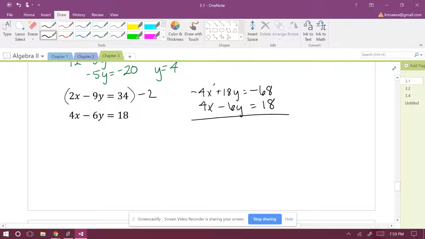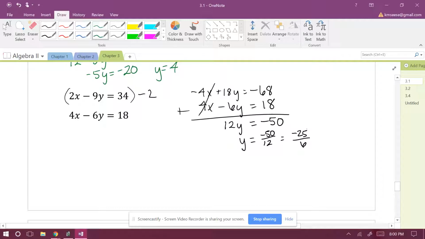Add them together. My 4x's cancel out. I have a plus 18y and a minus 6y, which gives me 12y, equals negative 68 plus 18, which gives me negative 50. So I come down to y equals, see here, negative 50 over 12, which reduces nicely to negative 25/6. So elimination is really helpful in a situation like this when you have fractions.